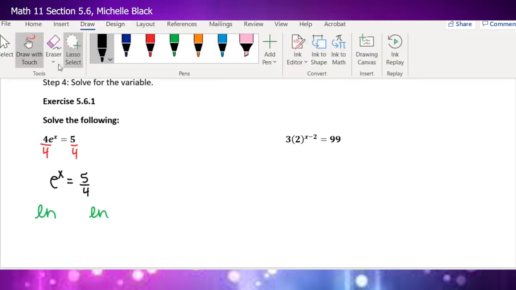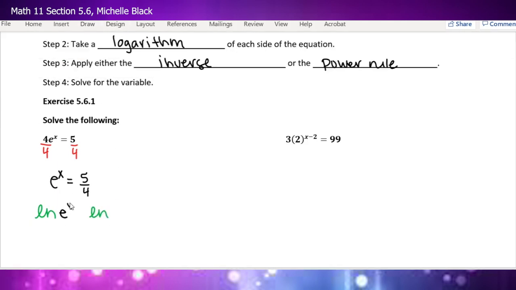So I take the natural log of each side, apply the inverse property here to get the x out, and I have x equals ln of 5/4, which if you plug that into your calculator is roughly 0.223. And if this were a written exam that I was grading, I would accept either of these answers.